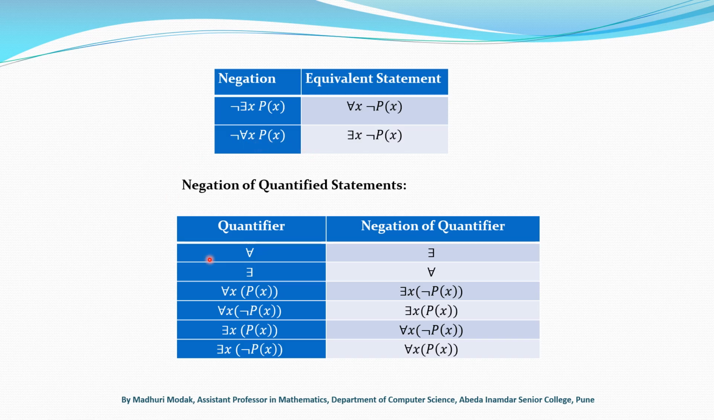Now what are negations of quantified statement? For all, negation of quantifier is there exists. Negation of for all x P(x) is there exists x negation of P(x). Similarly for all x negation P(x): negation of for all x is there exists x and negation of negation is P(x). Then there exists x P(x), negation is for all x negation P(x). Similarly there exists x negation P(x), its negation is for all x P(x).